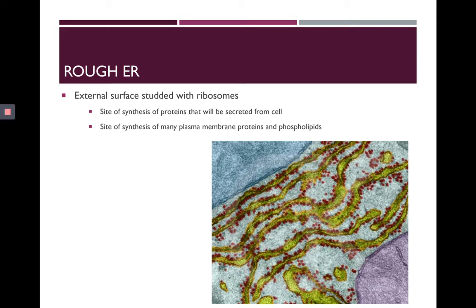So here is a histograph of the rough ER. We're looking at the flattened sacs, we're looking at its external surface, we see the dotted or studded ribosomes, so rough endoplasmic reticulum. So it's named after its appearance. We know that ribosomes are the site of protein synthesis, so it should make sense that rough ER also has a role in protein synthesis, but it can also synthesize some other things, like some plasma membrane proteins, some integral proteins, but also those phospholipids. So it can synthesize proteins, even those that go in the plasma membrane, and then the phospholipids that make up the plasma membrane. So it's very much associated with not only protein synthesis, but generation of parts of the plasma membrane.